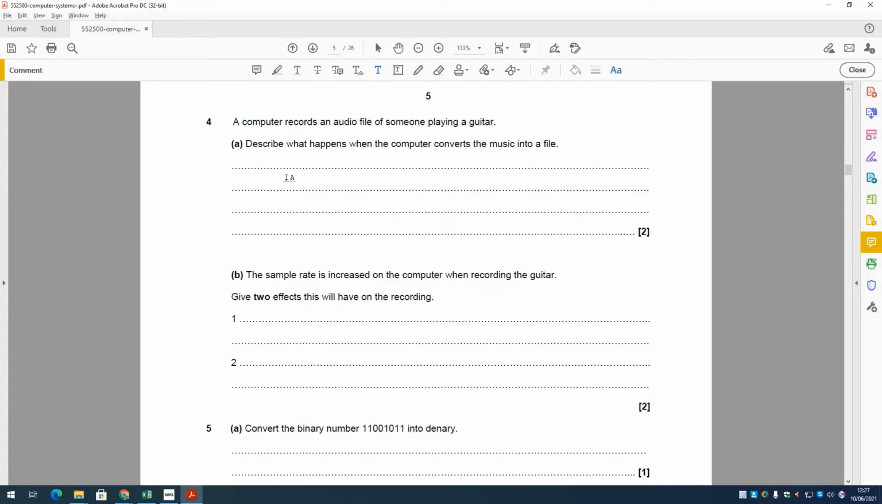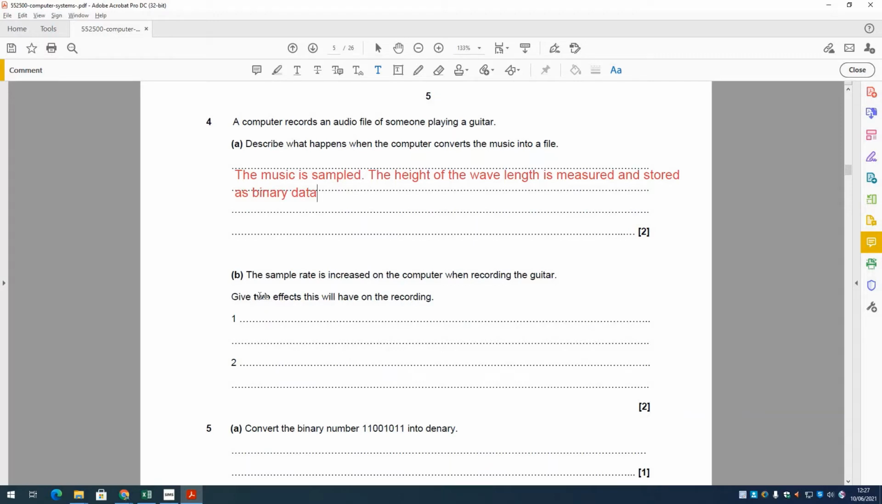Question 4. A computer records an audio file of someone playing guitar. Describe what happens when the computer converts the music into a file. So that's quite straightforward. We can say, first of all, the music is sampled, and then we want to explain what that is. That's where the height of the wave is measured and stored as binary data. And that's your basic definition of sampling.